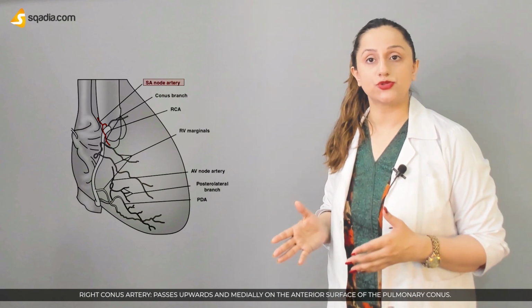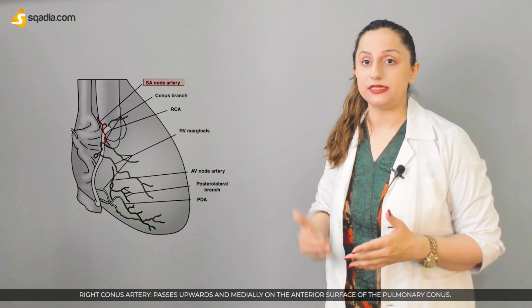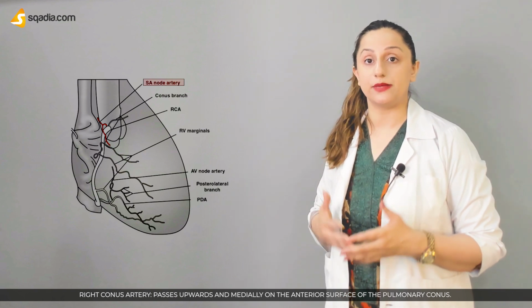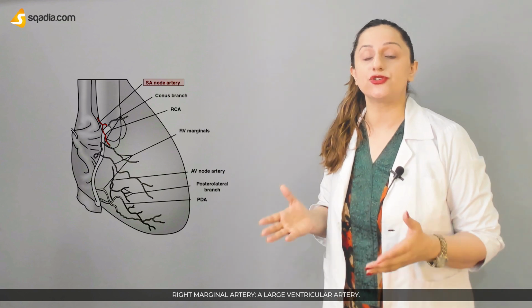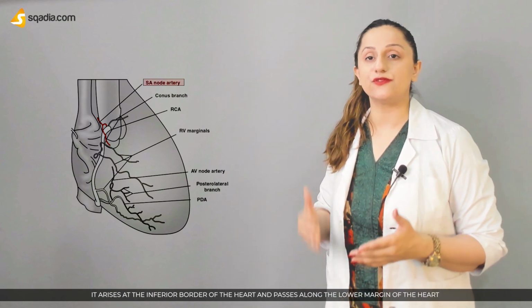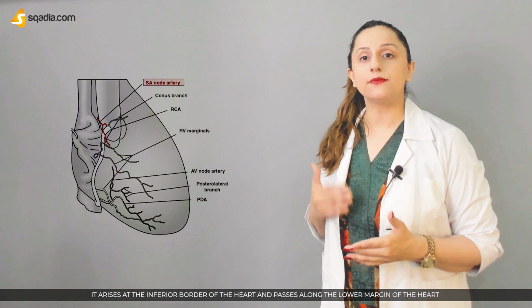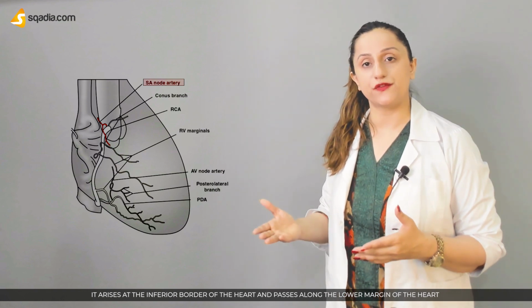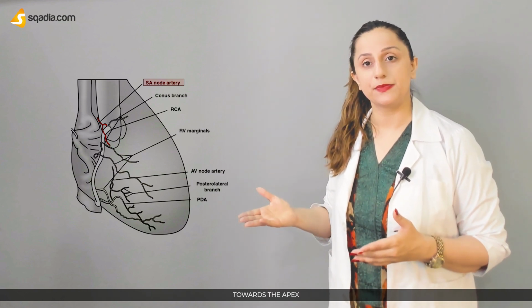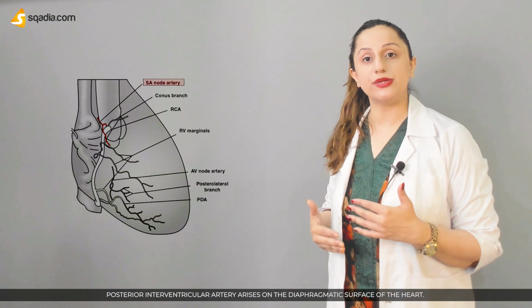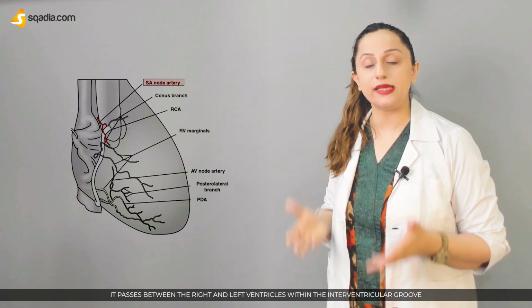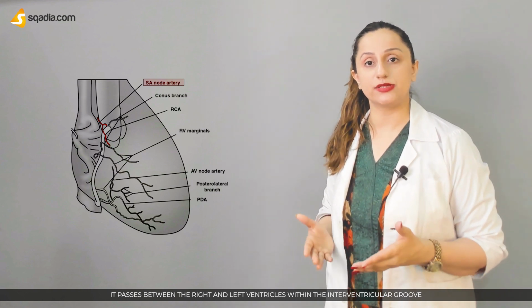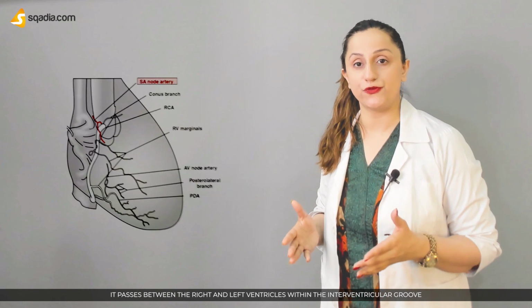The right conus artery passes upwards and medially on the anterior surface of the pulmonary conus. The right marginal artery, a large ventricular artery, arises at the inferior border of the heart and passes along the lower margin of the heart towards the apex. The posterior interventricular artery arises on the diaphragmatic surface of the heart. It passes between the right and the left ventricles within the interventricular groove.